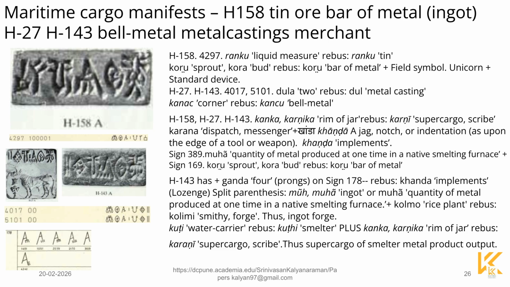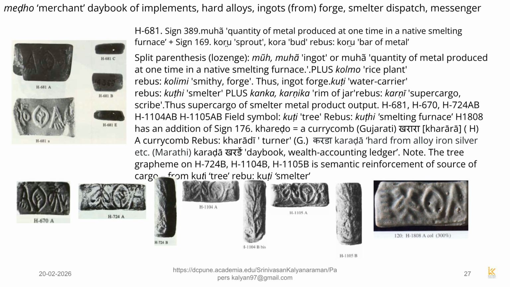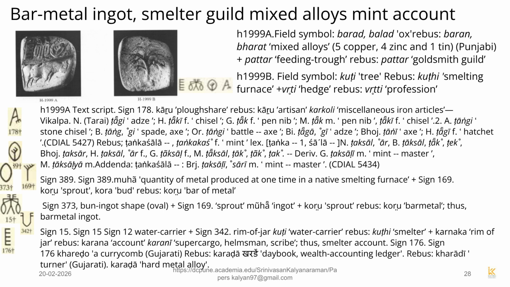M1683 illustrates a cargo manifest, featuring symbols for mineral, implements, and bar of metal ingots overseen by a supercargo. M1656 details a maritime treasure guard and guild metal implements cargo, referencing copper, gold, and iron. H158, H27, and H143 relate to maritime cargo manifests of tin ore bar of metal ingots, bell metal, and metal castings.